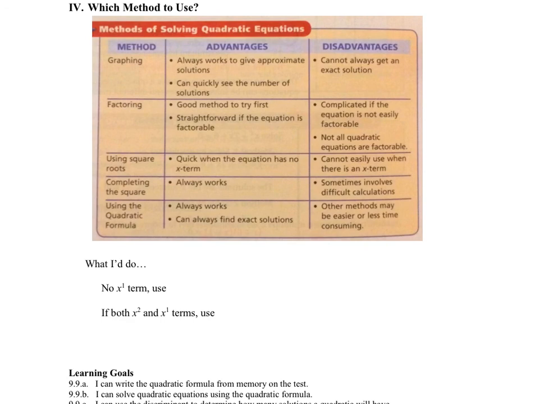But if there's no x to the first term, if you just have like a 5x squared plus 7, I would definitely go and do square roots. So get it to where you have the x thing squared by itself, square root both sides, absolute value of x, and go from there. If you have both an x squared term and an x to the first term, I do what we did in this section and use the quadratic formula.